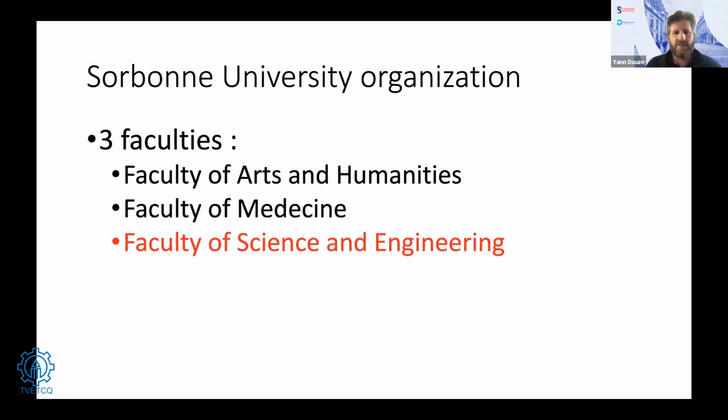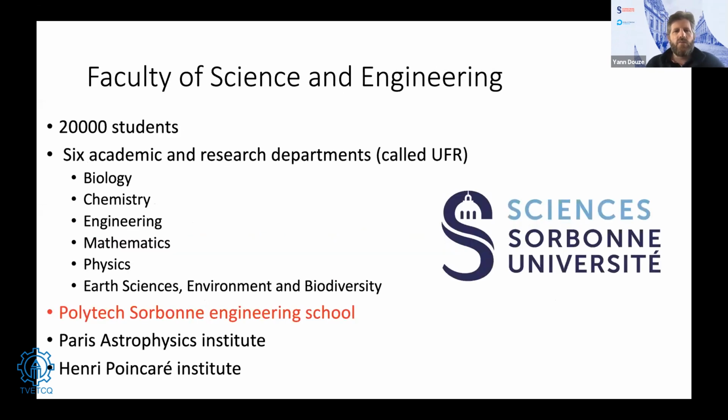We have three faculties: Faculty of Arts and Humanities, Faculty of Medicine, and Faculty of Science and Engineering, where I'm working. We have around 20,000 students, and there are six academic and research departments that we call UFR in French: biology, chemistry, engineering, mathematics, physics, earth science, environment, and biodiversity. There are also some institutes: an engineering school, Polytech Sorbonne, and two institutes, the Paris Astrophysics Institute and the Henri Poincaré Institute.